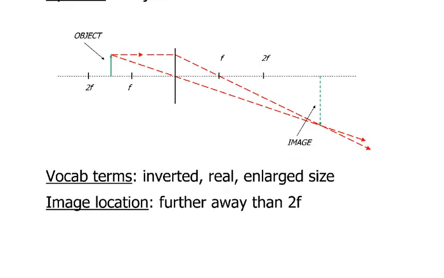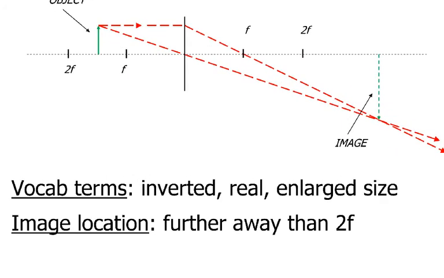Alright, option B. If the object is located between 2F and F, like this, then the image will be further away than 2F, and it will be larger. So still inverted. So vocab terms for this: inverted, real, enlarged, it's bigger. And then where is it located? It's located further away than 2F.